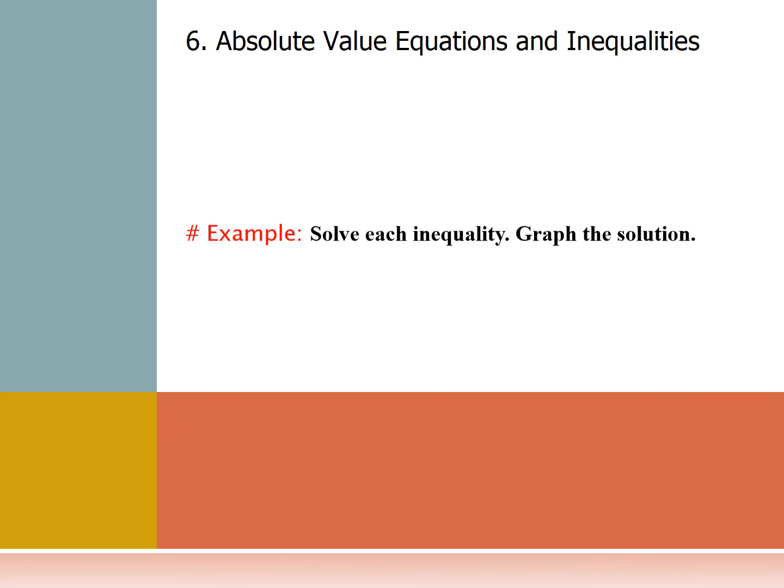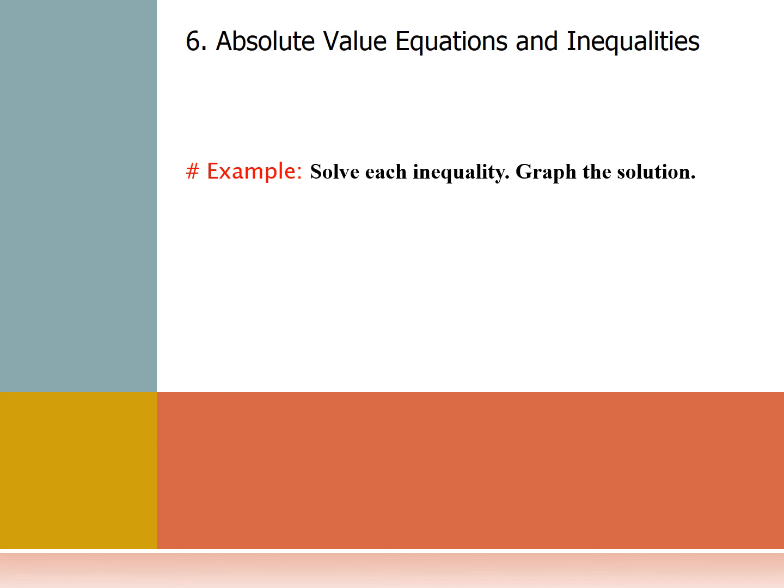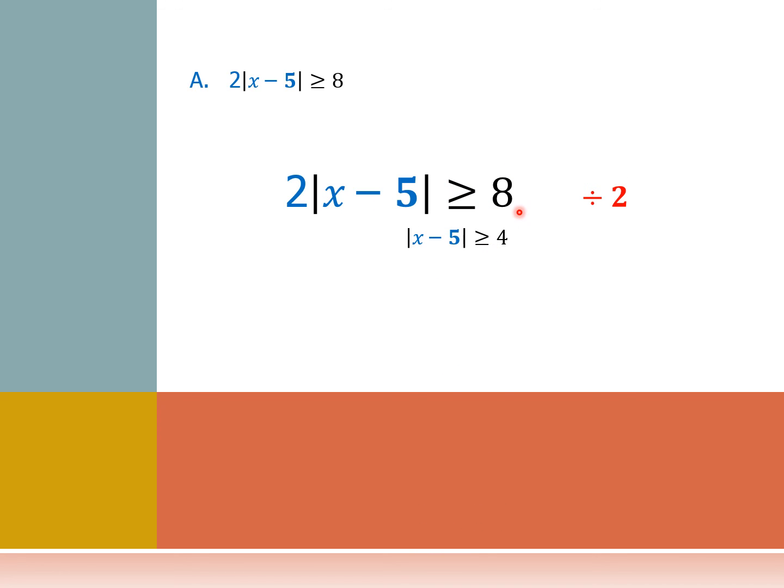Absolute value equations and inequalities. In this example also we have to find the solution: solve each inequality, and then graph the solution. So we have 2 times the absolute value of x minus 5 is greater than or equal to 8. First step, divide by 2. Then we will have the absolute value of x minus 5 is greater than or equal to 4.